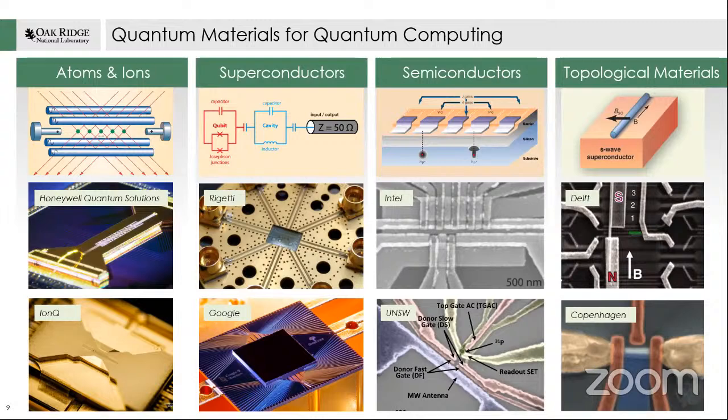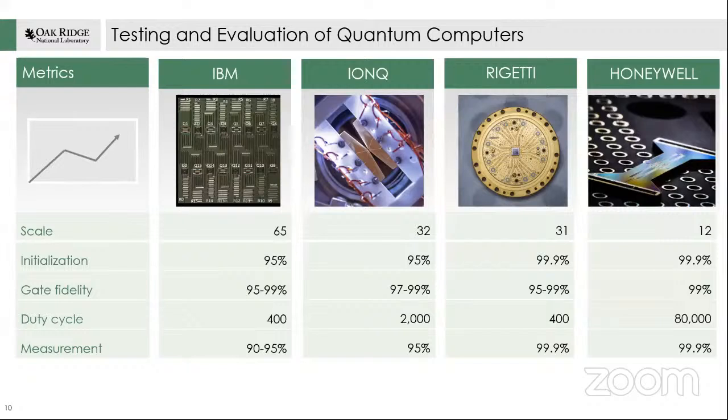Semiconductors in particular take advantage of our existing computing technology base, and so there's a lot of promise there, whereas topological materials are still in a mode of discovery, and we're still trying to figure out exactly how to control those types of materials to demonstrate these properties. But the point is that we have now some systems that we can actually begin to test and evaluate.